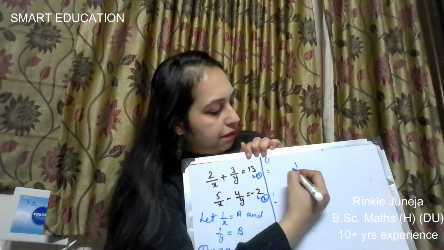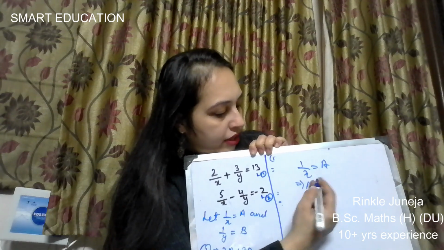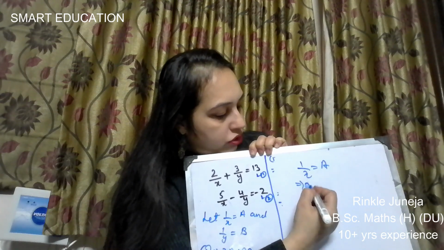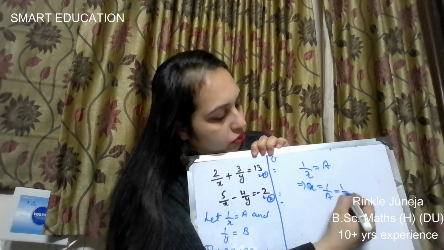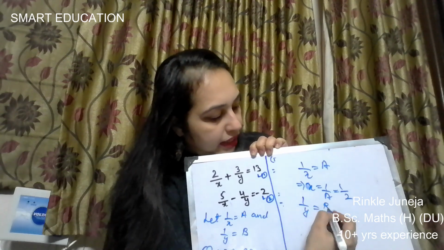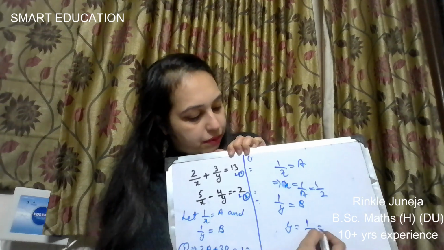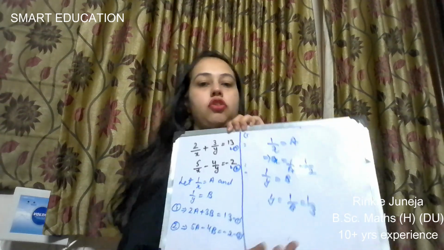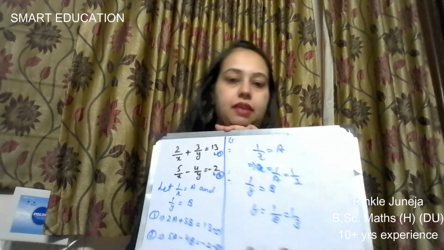Now we have put 1 by x equals to a. This implies x is equals to 1 by a, and a was 2, so x is 1 by 2. Similarly, 1 by y was b, so y will be equal to 1 by b, which will be 1 by 3. So actual solution of the equation will be 1 by 2 and 1 by 3.